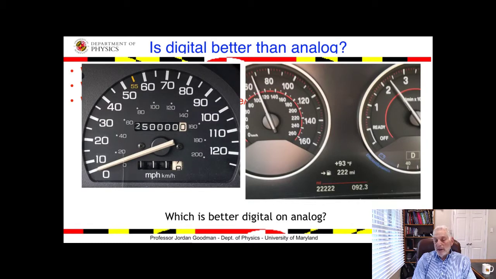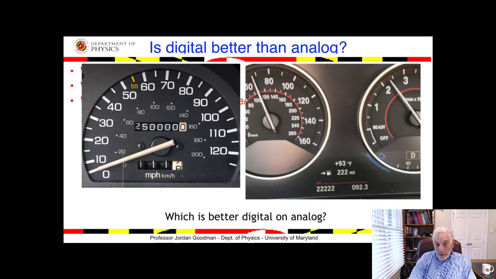Oftentimes we think a digital device is intrinsically better than an analog device. If I look at these speedometers in the picture here, at the old analog speedometer on the car, the last digit, the white digit here, is 1/10th of a mile. And if I look at the digital one on the right, I can look at the odometer, or the trip setting down here, where it says 092.3. The last digit is also 1/10th of a mile.